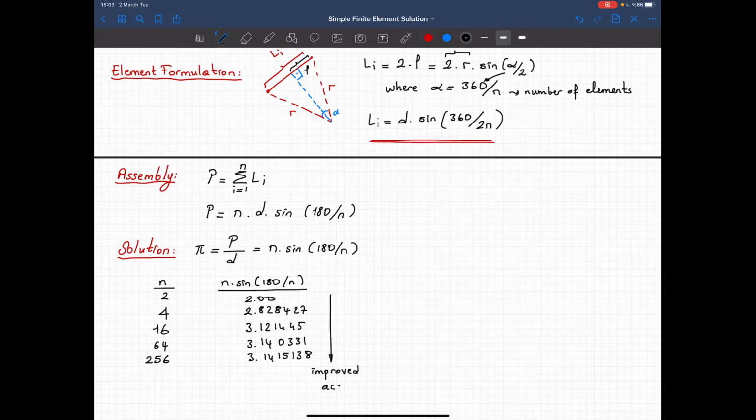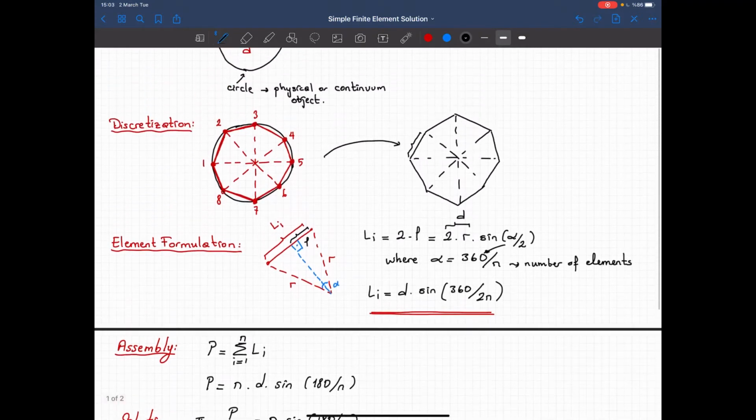So improved accuracy, and the actual pi, I will just write the digits as follows, and this much. Okay, so it continues. So the more elements you use, the more accurate a solution you will get.